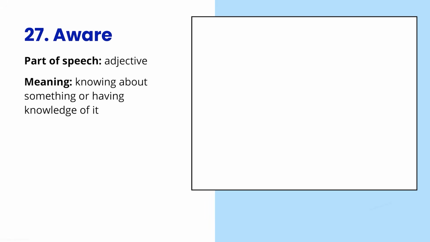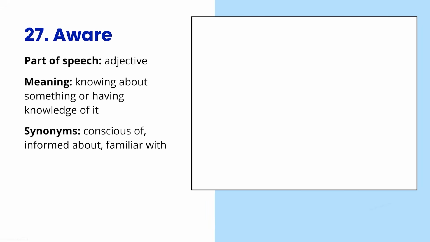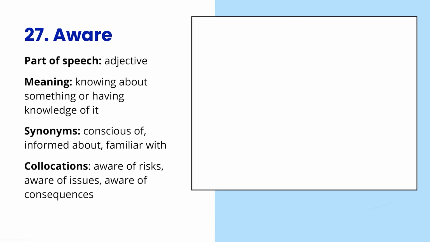Moving on to 27, which is aware. Aware is an adjective which means knowing about something or having knowledge of it. Synonyms: conscious of, informed about, or familiar with. Collocations: aware of risks. So that means you know about the risks. Aware of issues. Same thing, you know about the issues. Aware of consequences. Same thing.